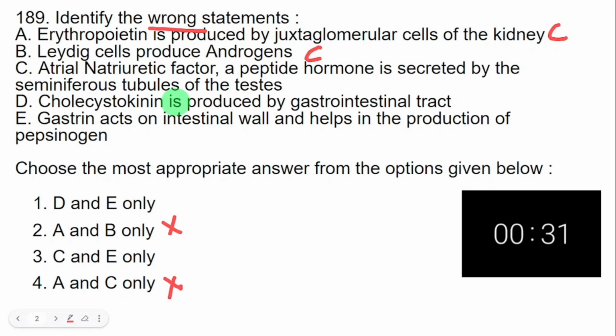C, D, E. Atrial natriuretic factor, a peptide hormone, is secreted by seminiferous tubules of the testes. Seminiferous tubules is wrong. It is from the atrium. So C is wrong, and therefore this is the answer. C is only in option number 3. So this has to be the answer.